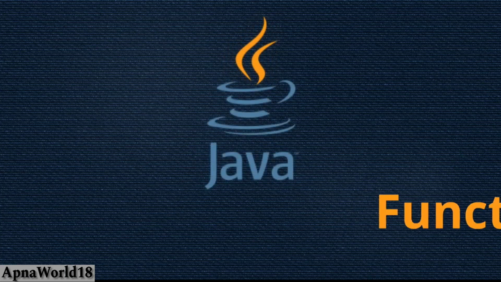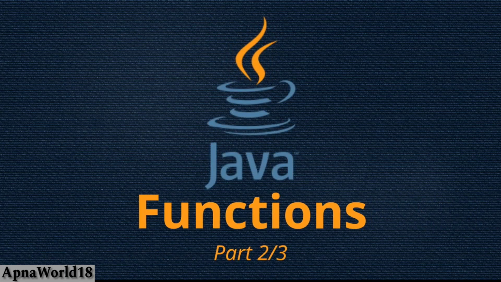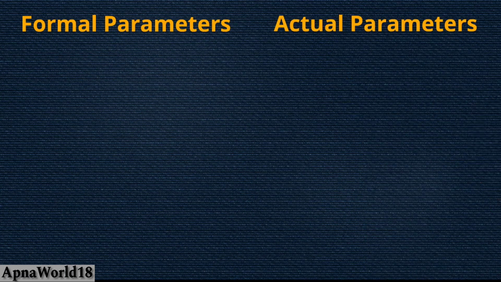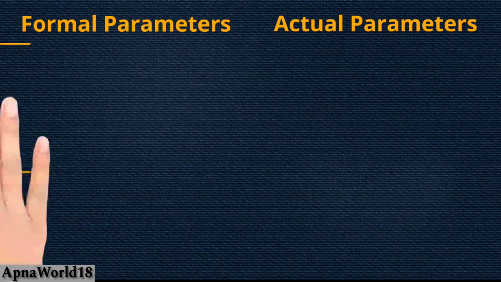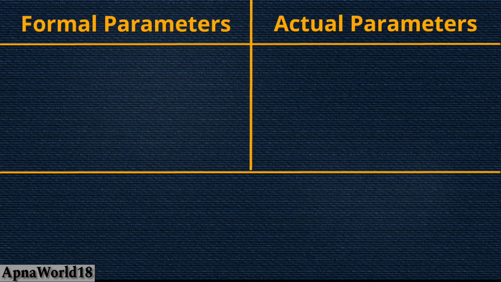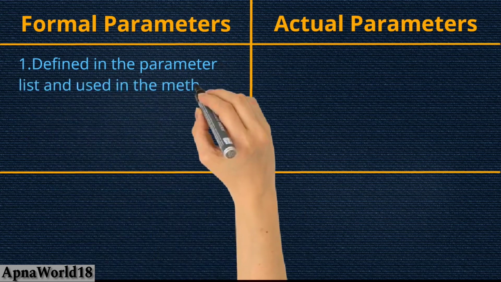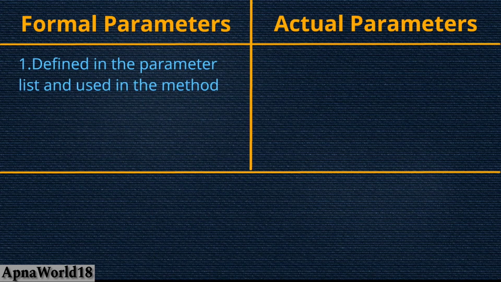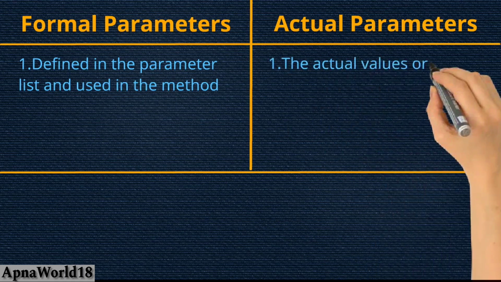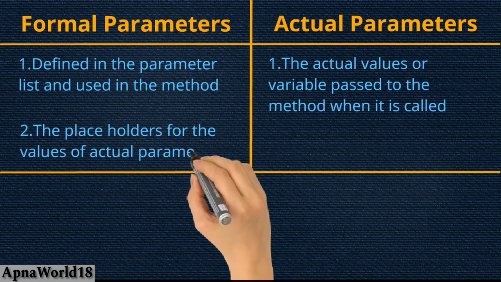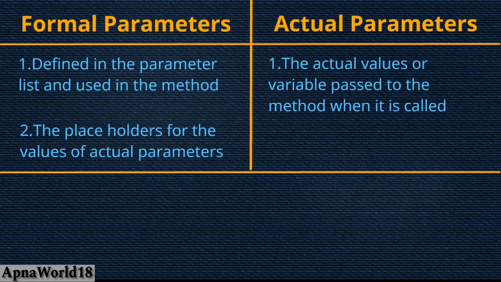Hello, in this video we will first understand what are formal parameters and what are actual parameters in methods. You could be asked to differentiate between the two. Formal parameters are the parameters which are defined in the parameter list and used in the method. Actual parameters are the actual values of variables passed to the method when it is called. Formal parameters are the placeholders for the values of actual parameters.